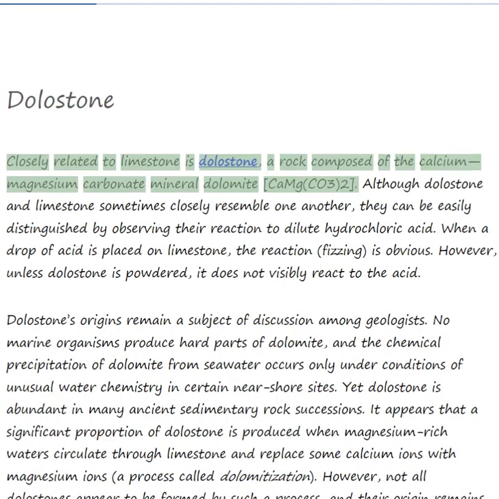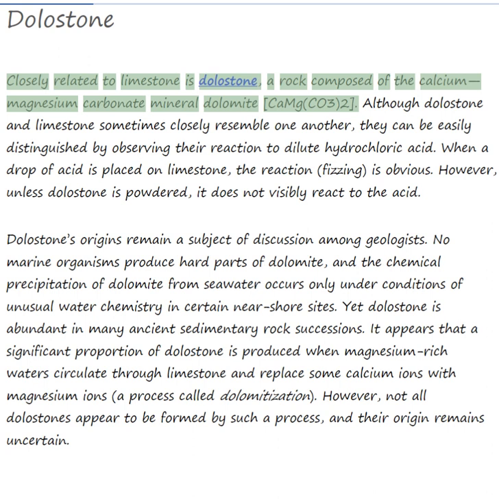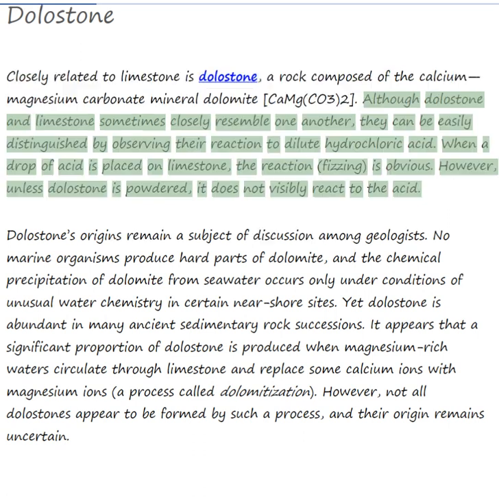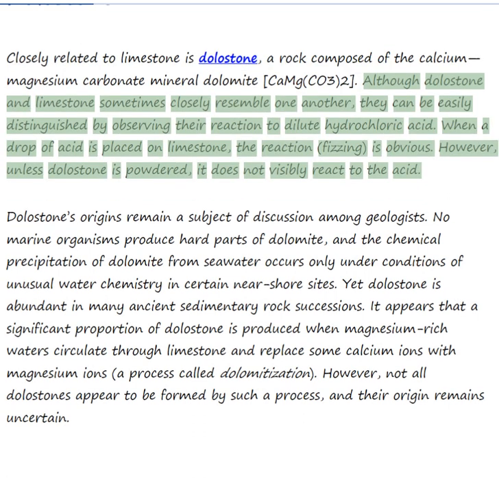Dolostone. Closely related to limestone is dolostone, a rock composed of the calcium-magnesium carbonate mineral dolomite. Although dolostone and limestone sometimes closely resemble one another, they can be easily distinguished by observing their reaction to dilute hydrochloric acid. When a drop of acid is placed on limestone, the reaction is obvious. However, unless dolostone is powdered, it does not visibly react to the acid.